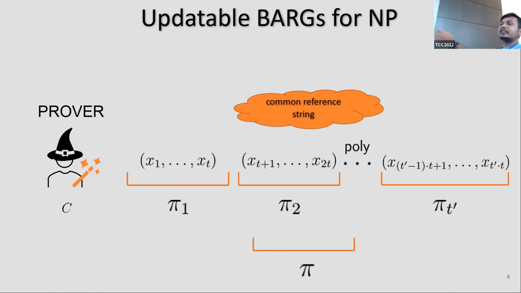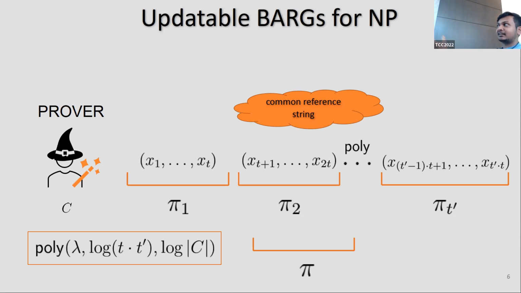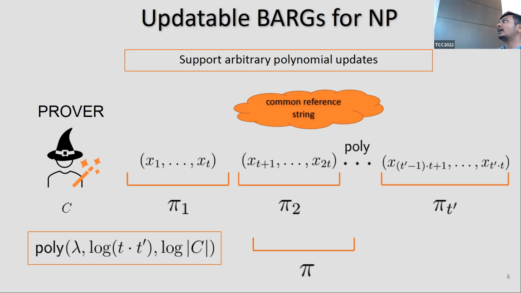Imagine if you knew all the witnesses up front, then you can run a regular batch argument and create the short proof pi. But here we ask that, looking just at these proofs and not remembering the individual witnesses, you can batch all these proofs into pi. And we want full succinctness, which is polynomial in lambda and logarithmic in the number of instances and the circuit size. An additional thing we want is to support arbitrary polynomially many updates. You can use some SNARK composition techniques to get a constant number of updates, but we want to support arbitrary polynomially many updates.